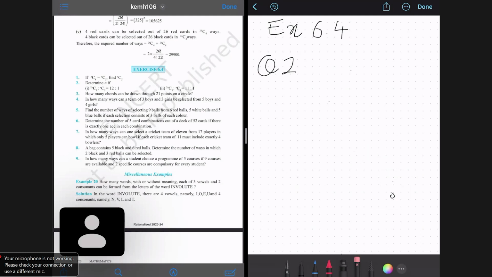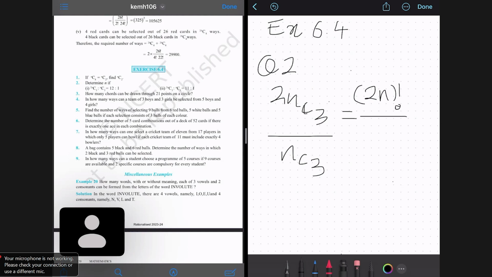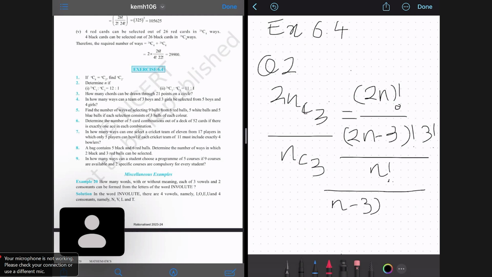This is the LHS of this question. So 2nC3 divided by nC3 could be written as (2n)! upon (2n minus 3)! into 3!, upon n! upon (n minus 3)! into 3!. Correct. This is how you express nCr, right? I've done nothing, just expand the formula of nCr for 2nC3 upon nC3.